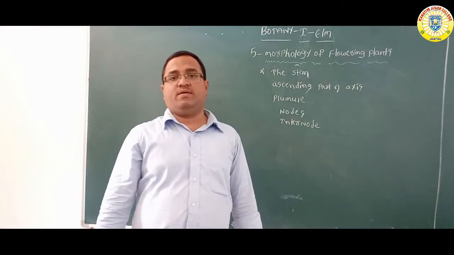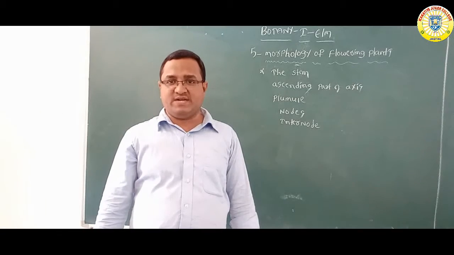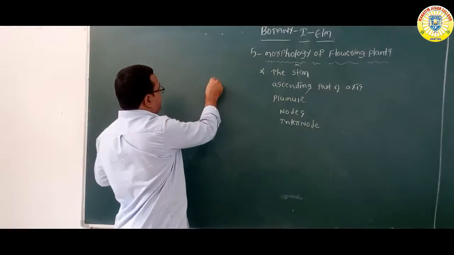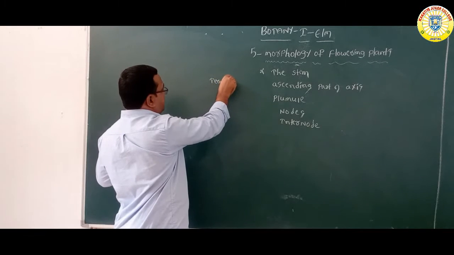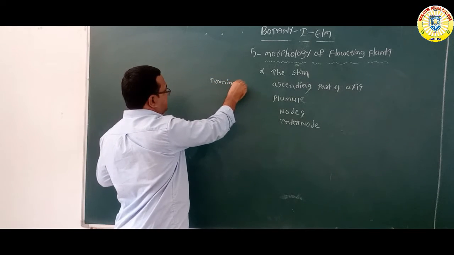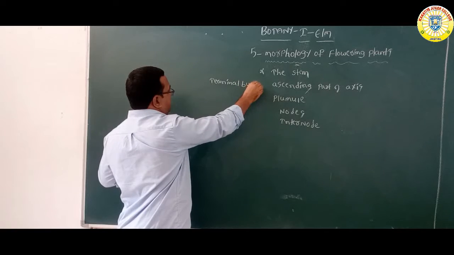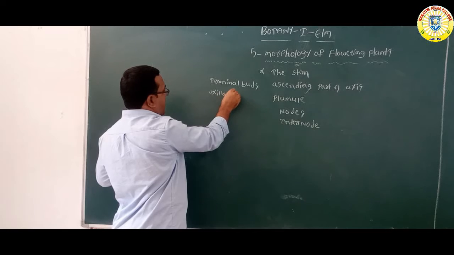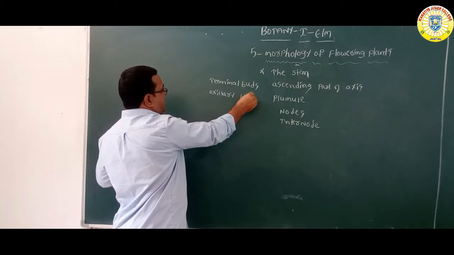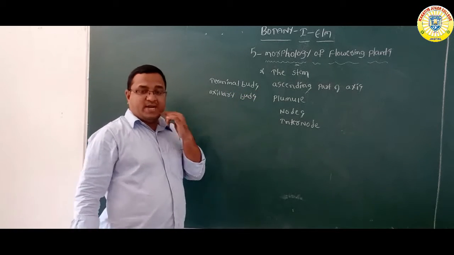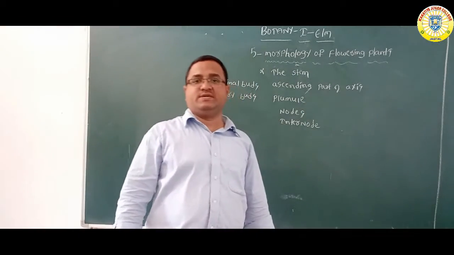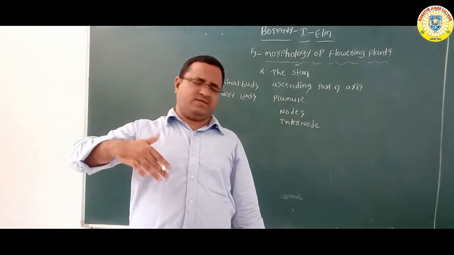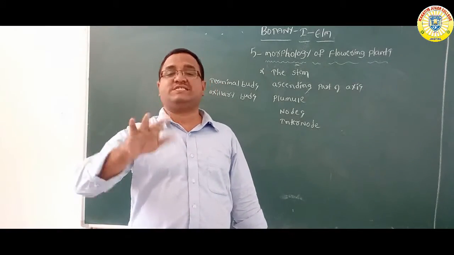The stem has buds. Some are terminal buds, some are axillary buds. This is about the information of the root, and this is about the information of stem.